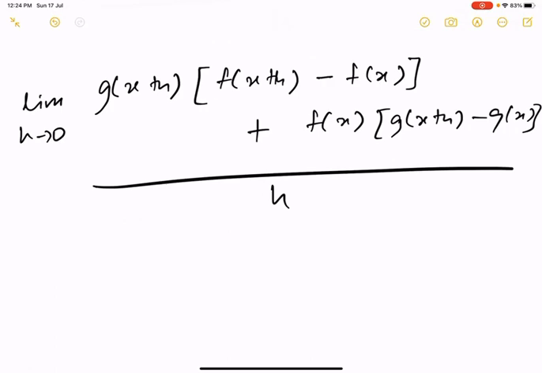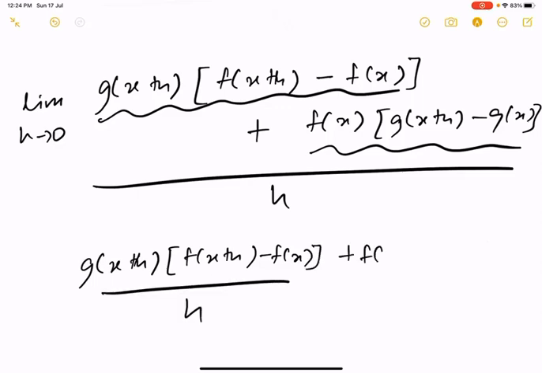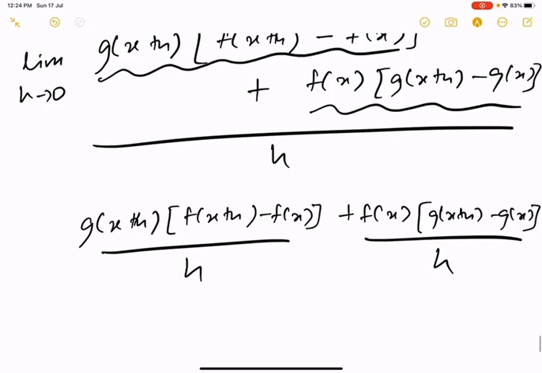Now again I'll split this. This is my first term, this is my second term. So if I'm having something as a plus b divided by 2, that is nothing but a divided by 2 plus b divided by 2, no? So I can split it like that. The way I will split it is g of x plus h, f of x plus h minus f of x, this is divided with h, plus f of x, g of x plus h minus g of x, and this is divided with h. I have my limit.